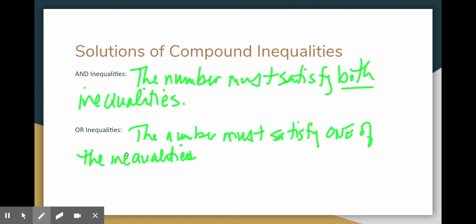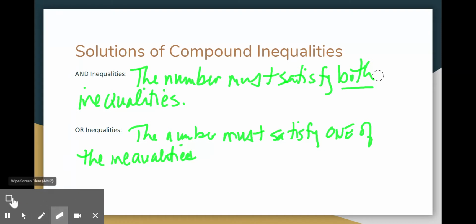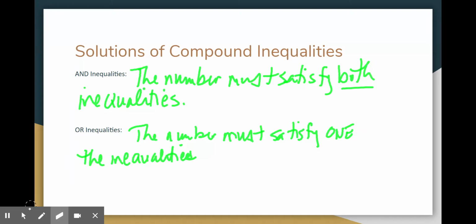Okay, a solution must satisfy one, well, let's say one or more of the inequalities. It could satisfy both, but it has to satisfy at least one. Again, same thing. If I ask you to bring me back a hamburger or a hot dog at the picnic, as long as you bring me one of them back, I'm okay with that, right? You did what I asked you to do. So that's what we mean by being a solution to a compound inequality.